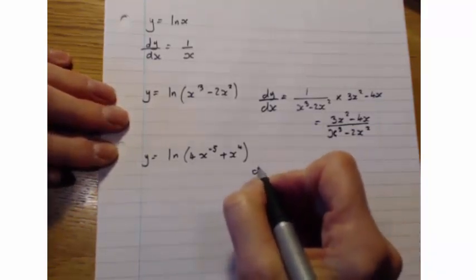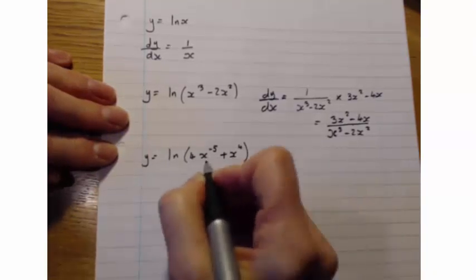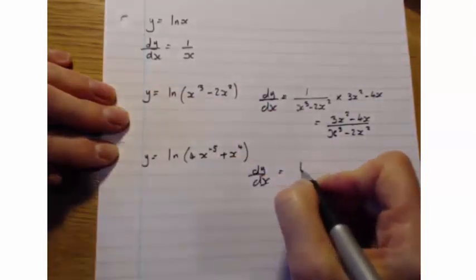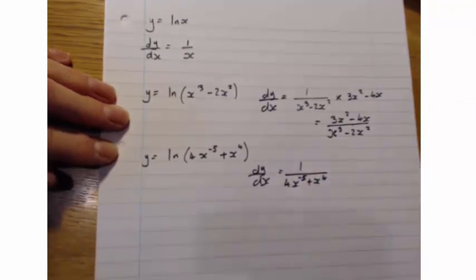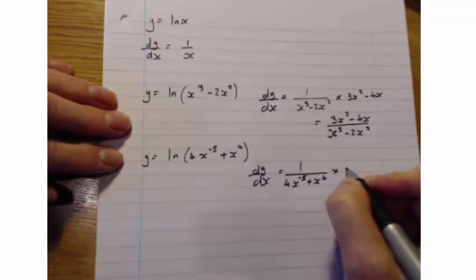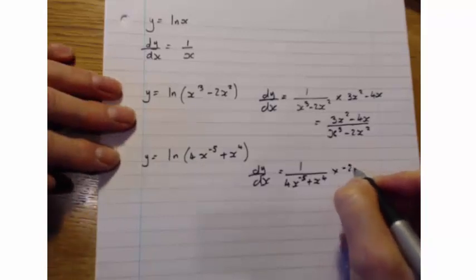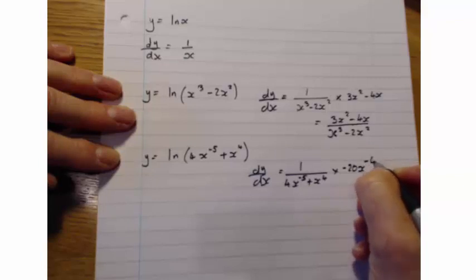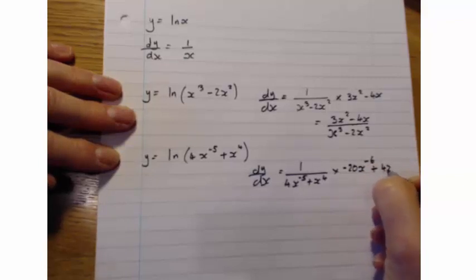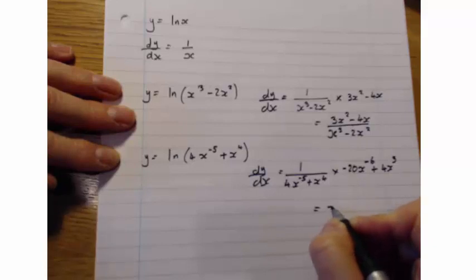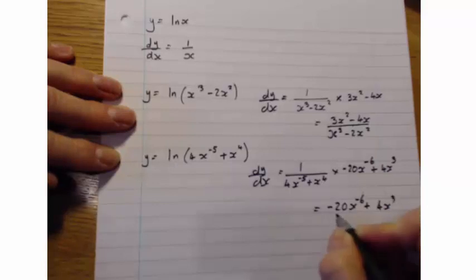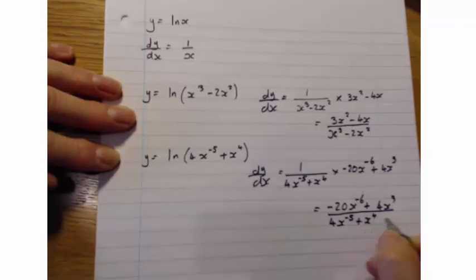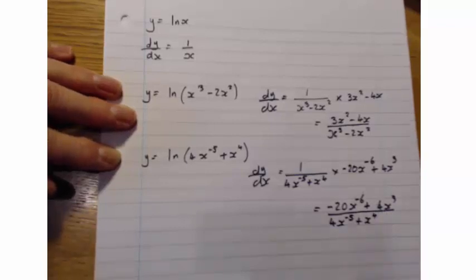Let's look at this one. dy by dx. Don't look inside the brackets. Treat it like an x. So it's 1 over 4x minus 5 plus x to the 4. But as always, we have to multiply by the derivative. So that's 4 minus 20x minus 6 plus 4x to the 3. So we tend to do the multiplication and write 1 over the other. So the top is the differential of the bottom.